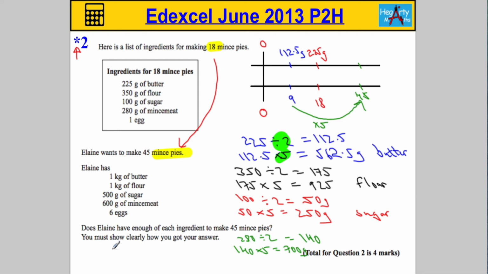And then last but not least, we're going to worry about the eggs. So we need 1 egg for 18 mince pies. So we're going to do 1 divided by 2, which means for 9 mince pies, we're going to need half an egg. A bit strange. And then for 45 mince pies, we're going to do a half times by 5, which is going to be 2.5. So we need 2.5 eggs for our 45 mince pies.